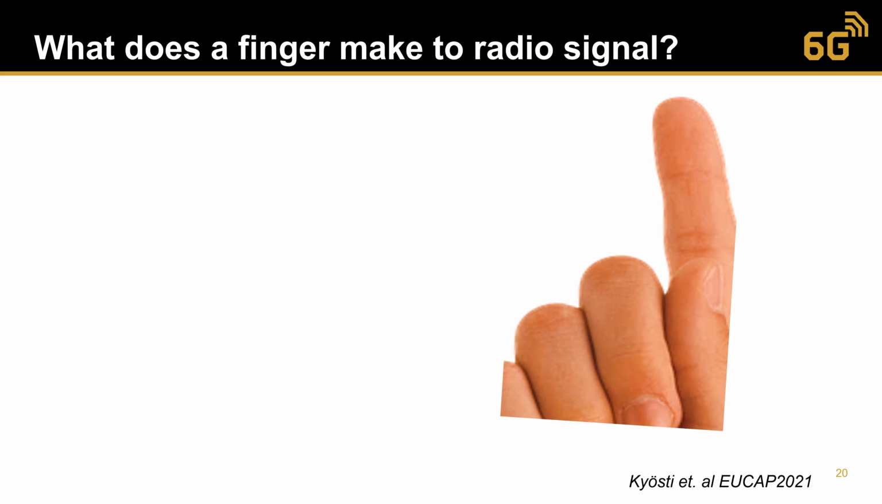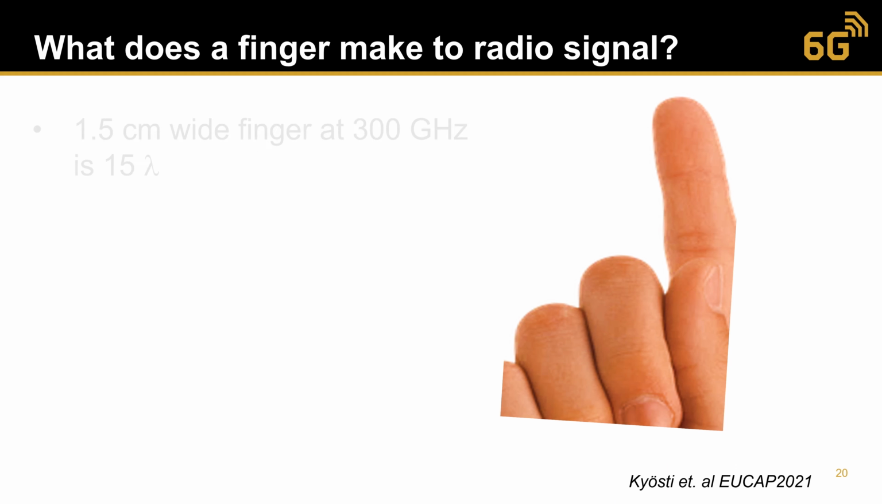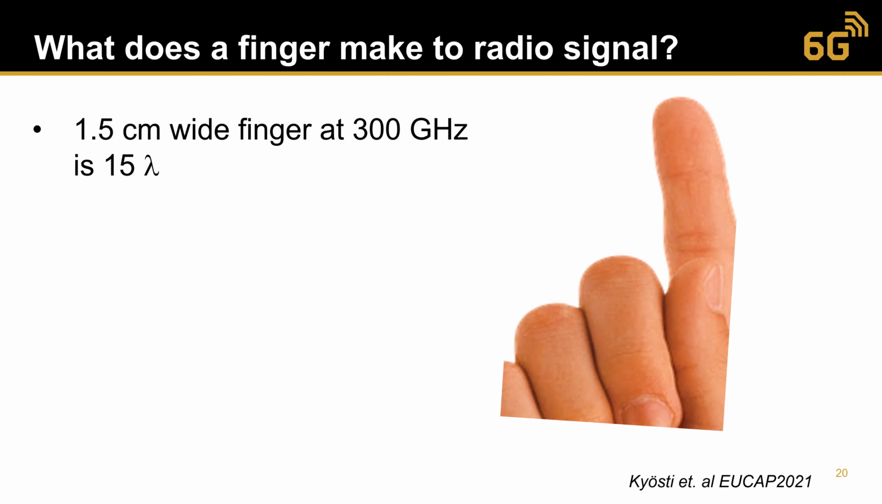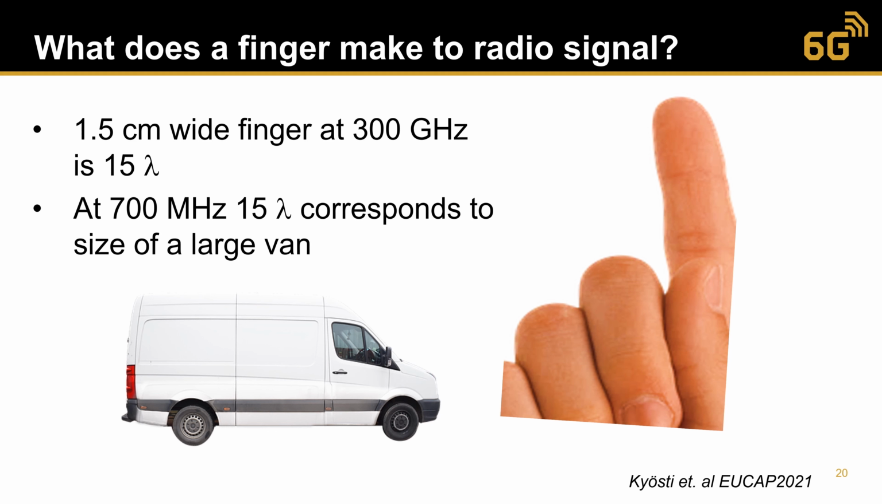When the operational frequency gets higher, wavelengths of the signal get shorter. The effect of the finger is substantial at high frequencies, but at low frequency it has no effect at all. If the 6G system operates at 300 GHz, the finger is actually a large electrical object. If the finger's width is 1.5 centimeters, then it corresponds to 15 wavelengths. A large size object will have the same effect for a radio signal operated at 700 MHz.